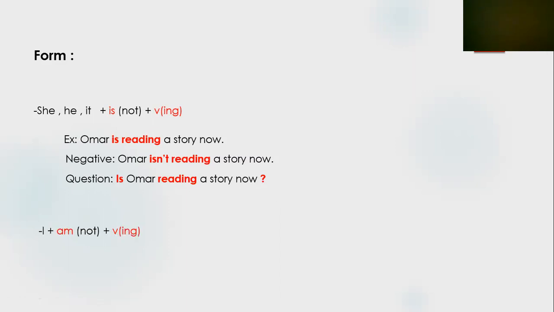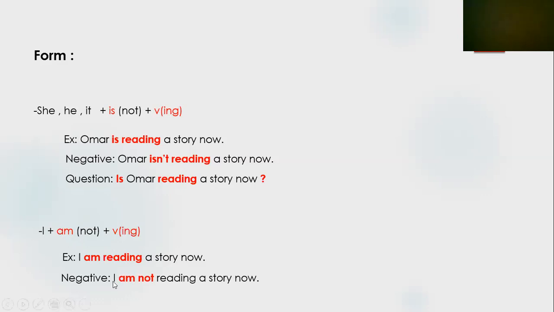What about I, the pronoun I? I with am and the verb ing. And if we want to make it negative also, we attach not to the helping verb. Let's have an example. I'm reading a story now. What do you think of the negative? Of course, I'm not reading a story now. What about the interrogative or the question? Can I ask myself? Of course, no. So we change the I into what? Into you. So it becomes, are you reading a story now?